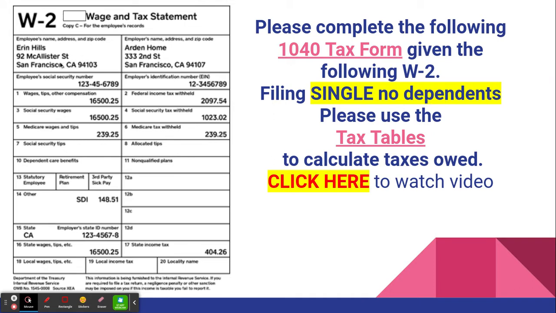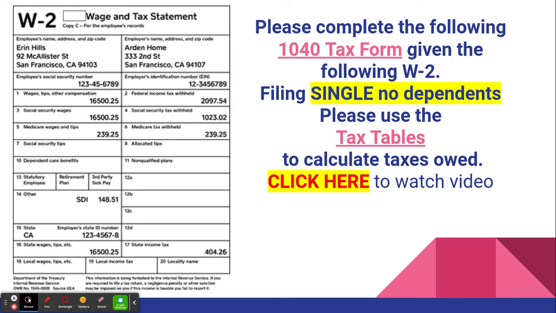Erin Hills lives at this address. Her employer is Arden Home in San Francisco, and you'll notice in box 1, her wages are listed right there. That's how much she earned at her job. Number 2 is how much income tax has already been withheld. Number 3 is the Social Security wages that have been withheld, etc. So which boxes are we mainly going to be using on this tax filing? Box 1 and box 2.